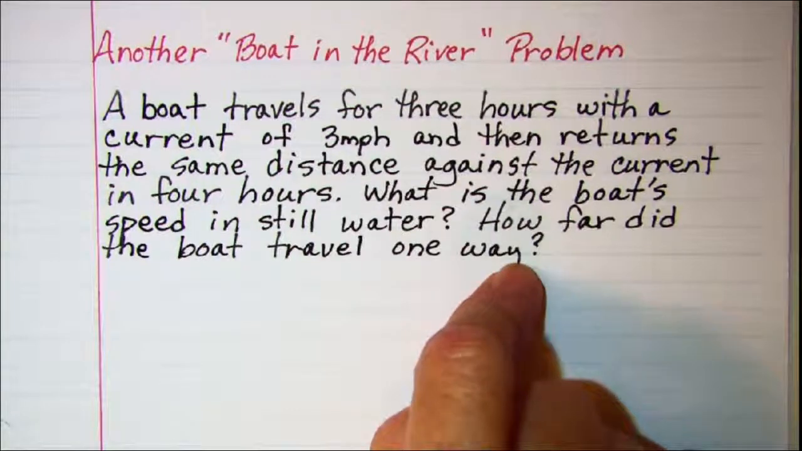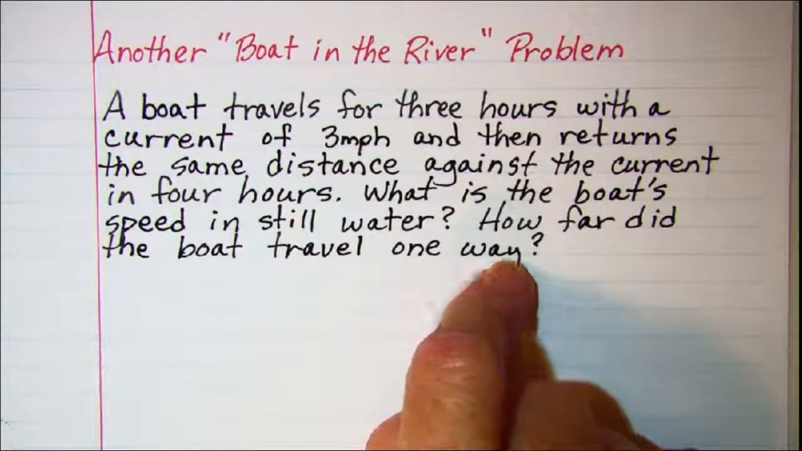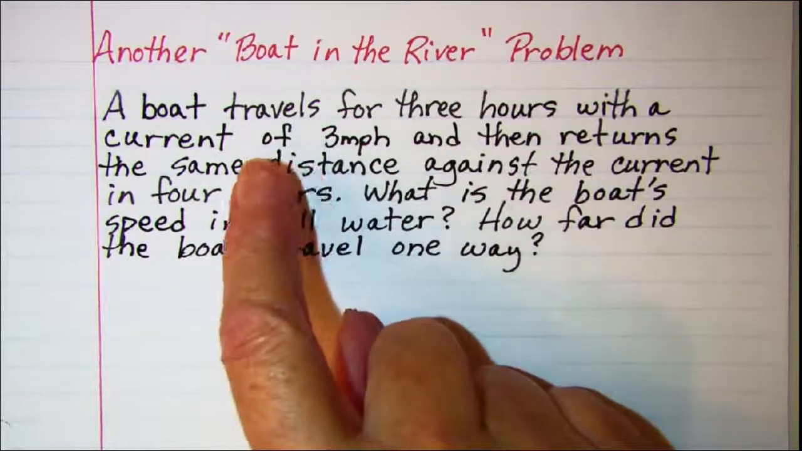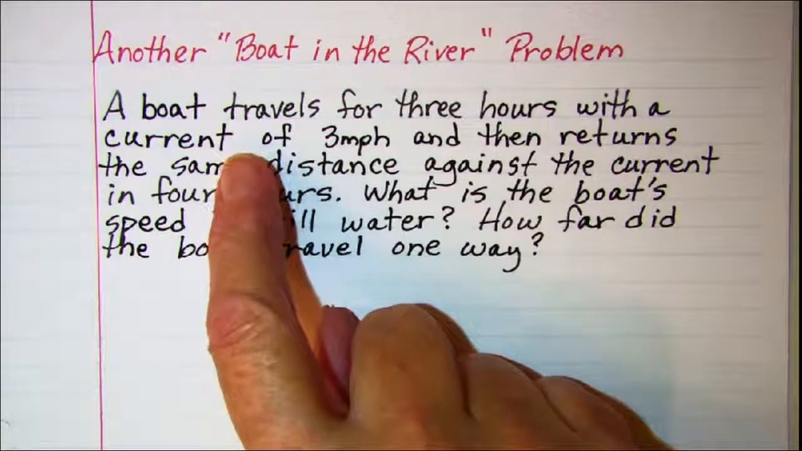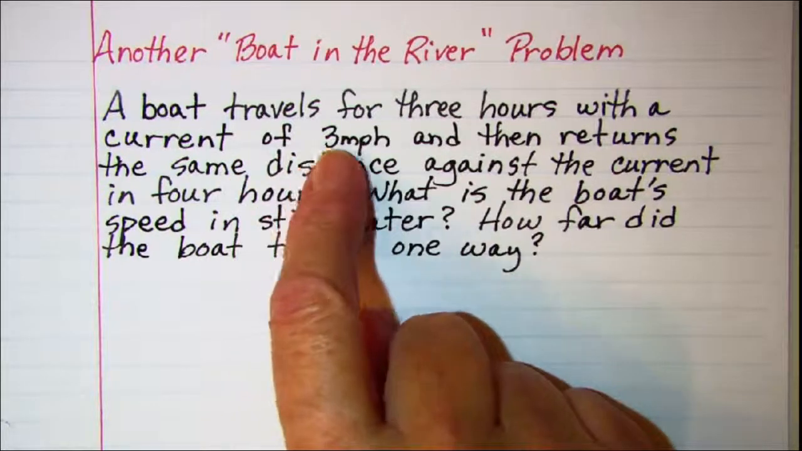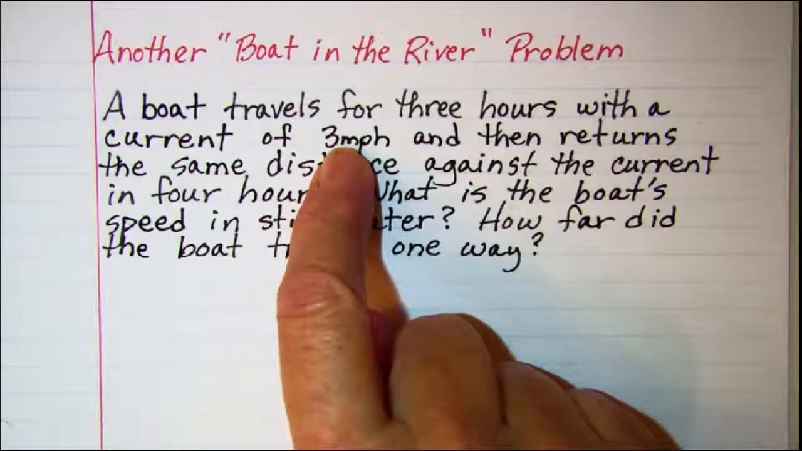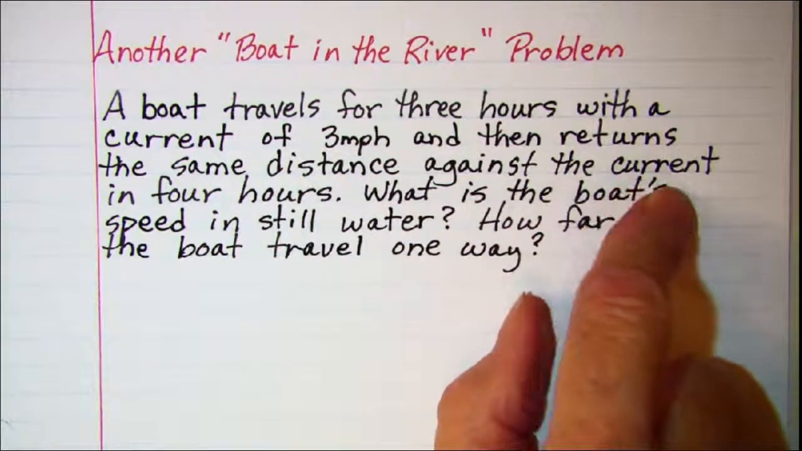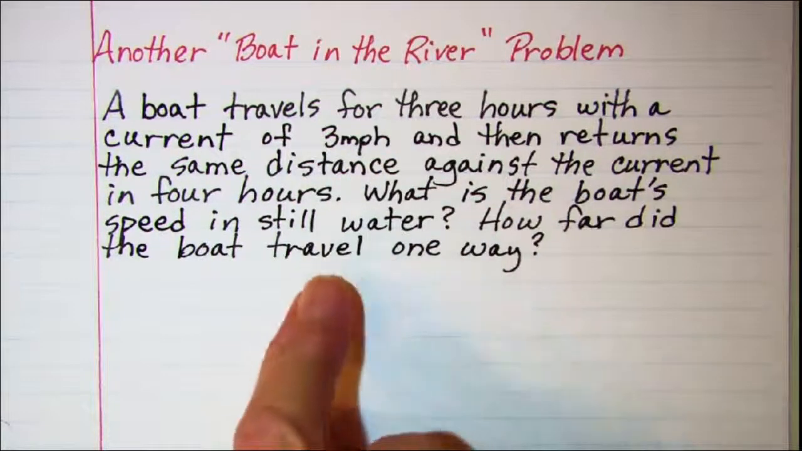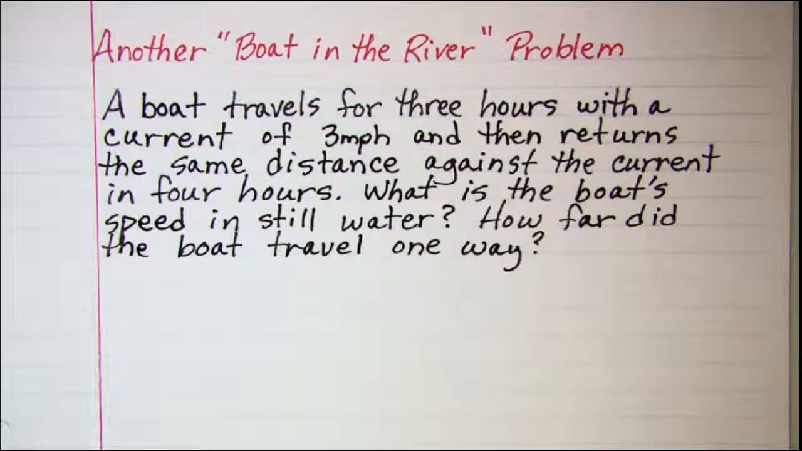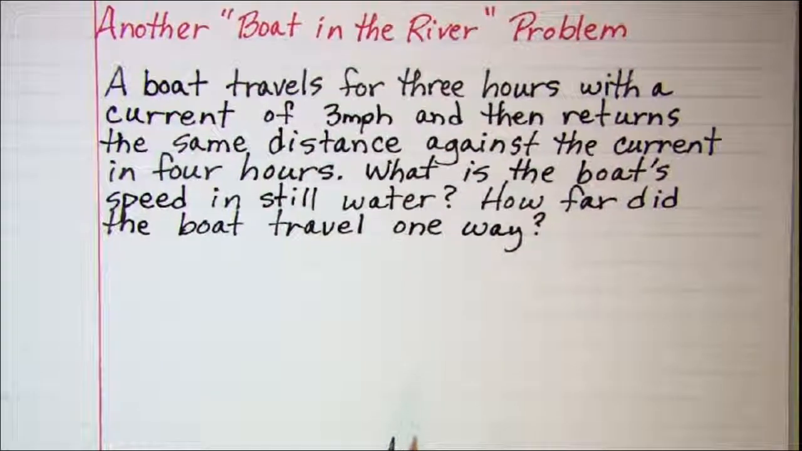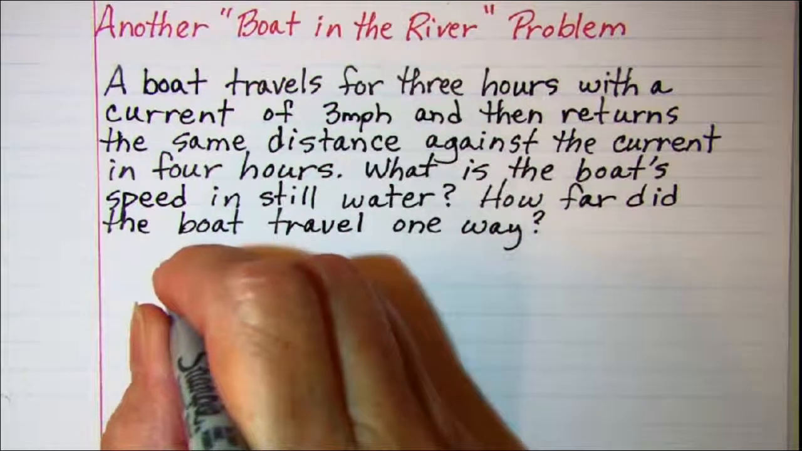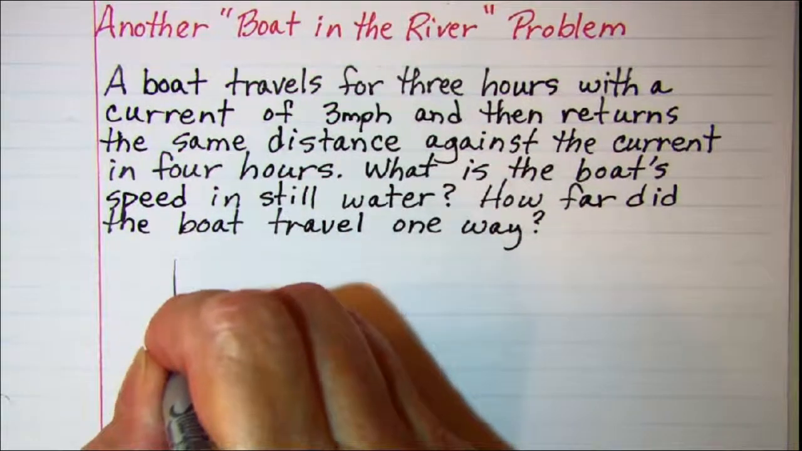Now this is called a boat in the river problem. The thing that we need to be aware of is when we're traveling with the current, the speed of the boat is increased, and when we're traveling against the current, the speed of the boat is decreased. When I work this problem, I usually organize my information into a graphic organizer.